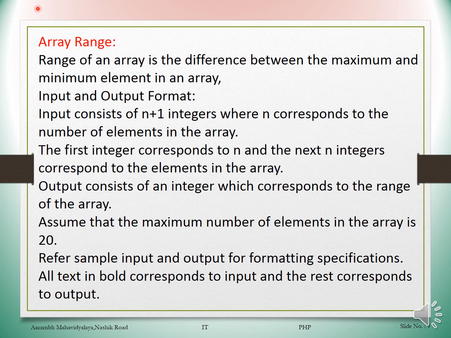Then how do we find the array range, or what is the array range? The range of an array is the difference between the maximum and the minimum element in the array. Now its input and output format. Input consists of n plus 1 integers, where n corresponds to the number of elements in the array. That means if you have an array of 100 numbers, then you provide 101 numbers. The first integer corresponds to n and the next n integers correspond to the elements in the array. Then the output consists of an integer which corresponds to the range of the array.